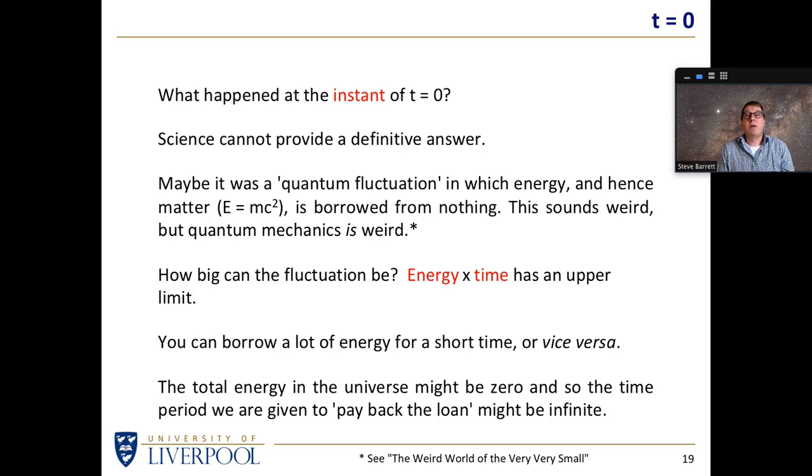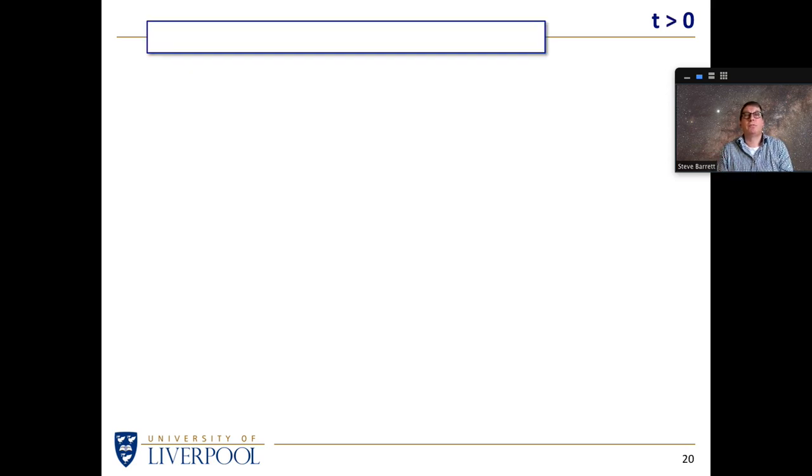So maybe the total energy budget of the universe is 0, in which case we've got plenty of time to pay it back. Maybe that's an unsatisfactory answer. Well, yes, it's got to be an unsatisfactory answer because we don't know. This is purely speculation.